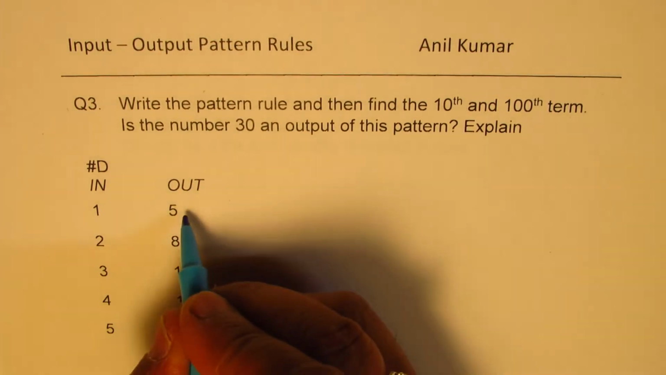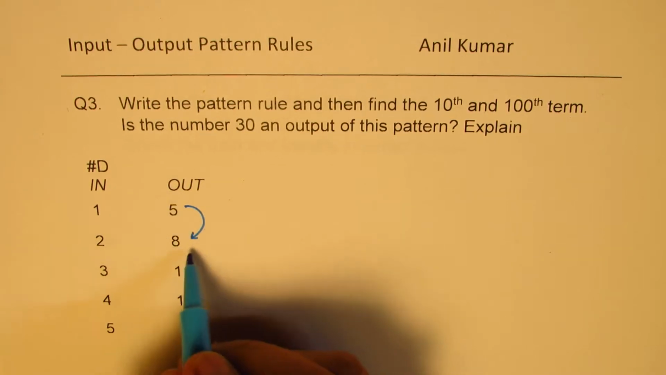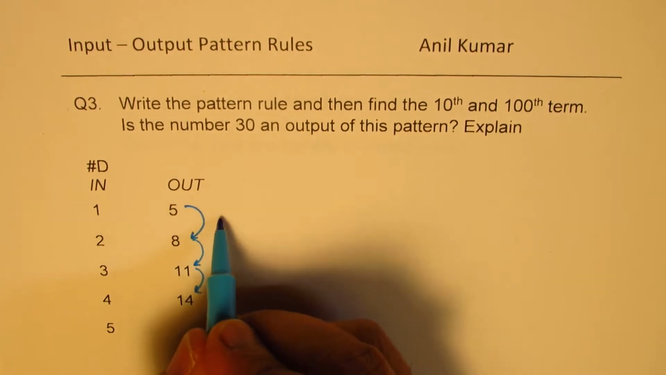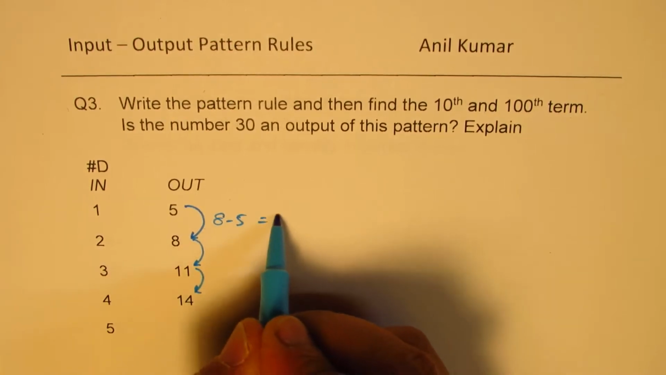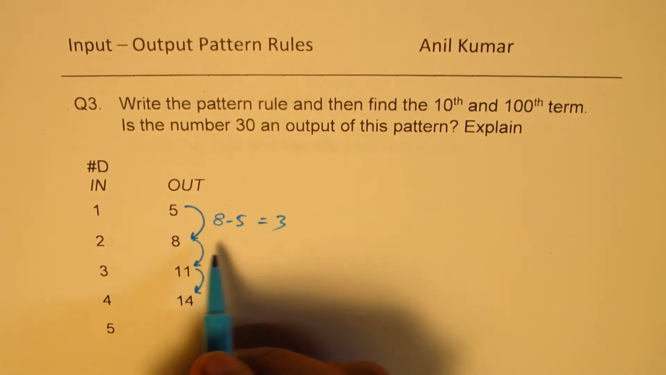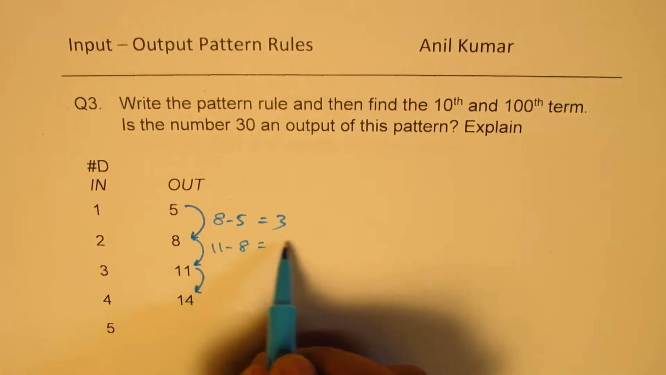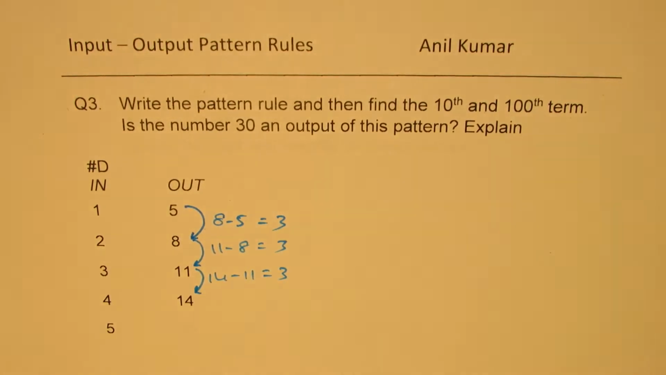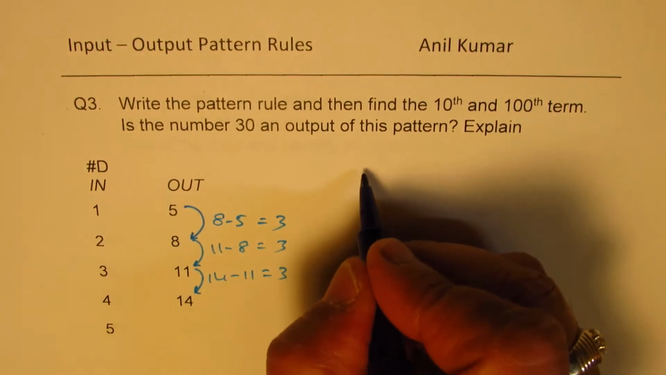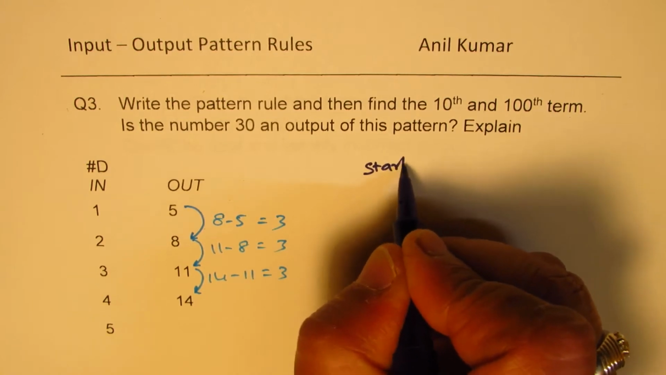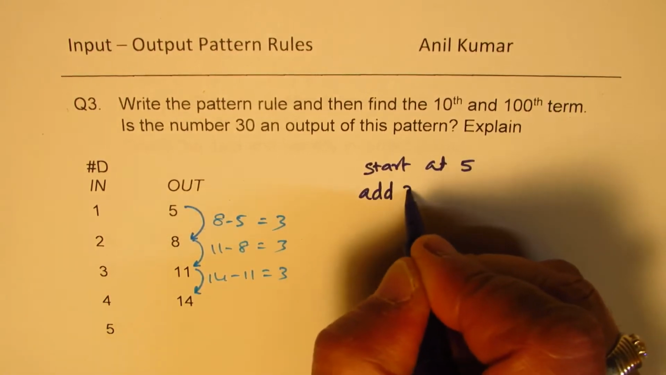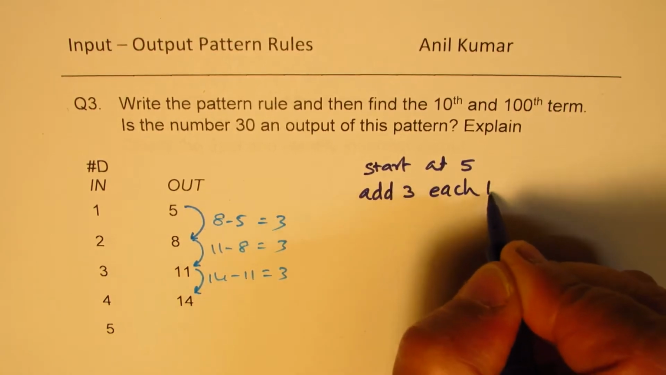So what I will do here is again check by how much are we increasing each time. So 8 minus 5 is 3. So we are increasing by 3, right? So when we add 3, 11 minus 8 is also 3, and 14 minus 11 is also 3. So what we are doing here is we start at 5, and then we are doing add 3 each time, correct?